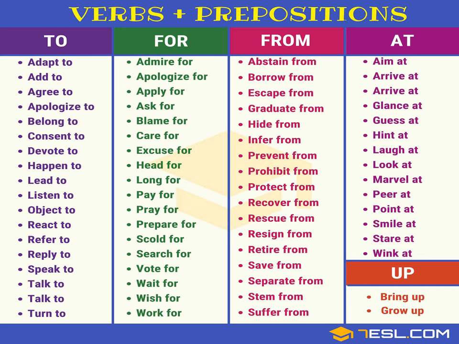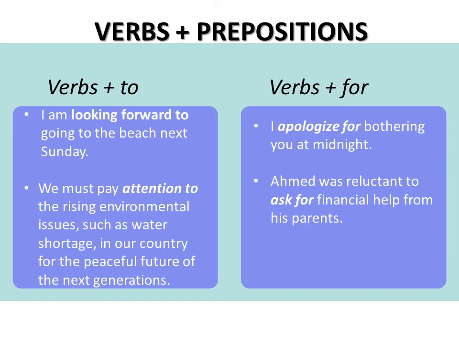The last one is verbs plus prepositions. As you can see, some of the examples of verb plus preposition here. I will focus on verbs plus to and verbs plus for. Now, verbs and to are used for directions or connections between people or things. For example, I am looking forward to going to the beach next Sunday.